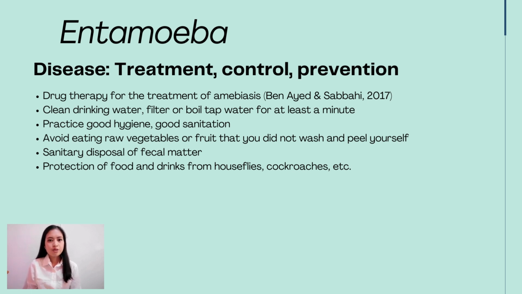Now, since Entamoeba histolytica is ingested from contaminated water, one important method of prevention is to ensure clean drinking water by filtering or boiling tap water. It is also crucial to practice good hygiene and sanitation by washing hands with soap and water and avoiding the consumption of raw vegetables or fruits not thoroughly washed or prepared. Sanitary disposal of fecal matter is also important, as well as the protection of food and drinks from houseflies or cockroaches because they may serve as vectors of the organism.